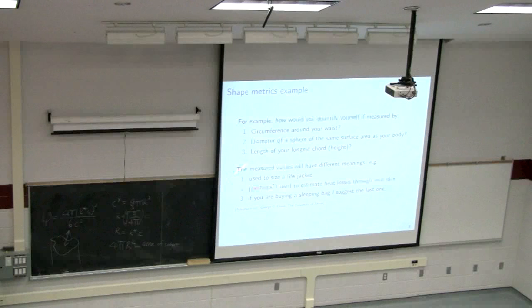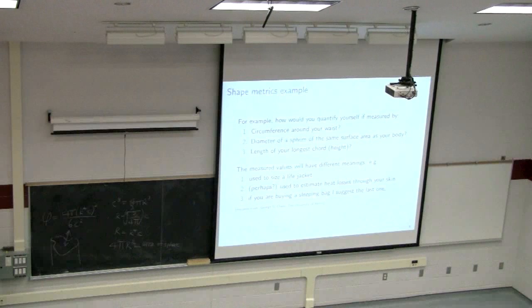That would be the number of interest for my irregularly shaped body for the purpose of sizing clothing or a life jacket. But if I was considering the diameter of a sphere that has the same surface area as my body, now I've taken the surface area of my body and converted myself to a sphere with that same surface area. That would be good if I was trying to calculate heat losses through my skin, or evaporative losses due to perspiration.